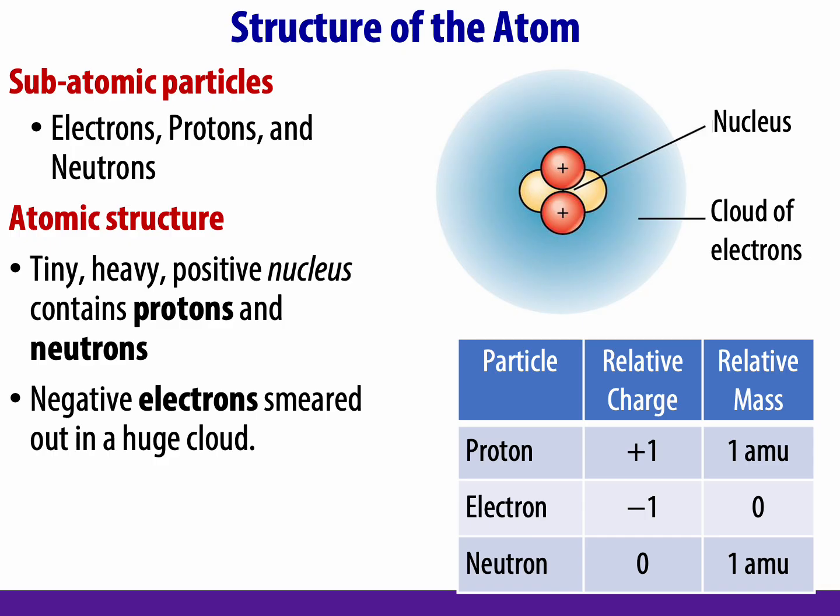Okay, so with that picture in mind, again, we have this positive nucleus and a cloud of electrons around it. What really matters are the relative charges, +1 for protons, -1 for electrons, and the relative masses, 1 for each proton and 1 for each neutron.